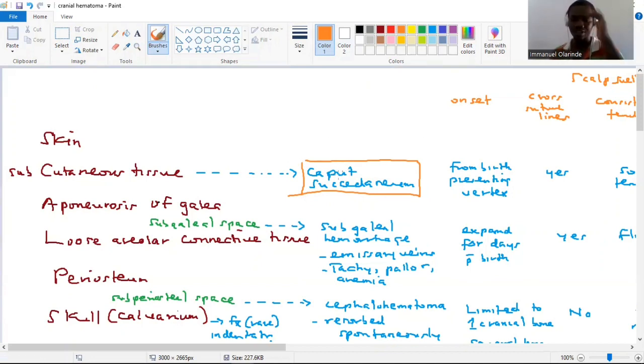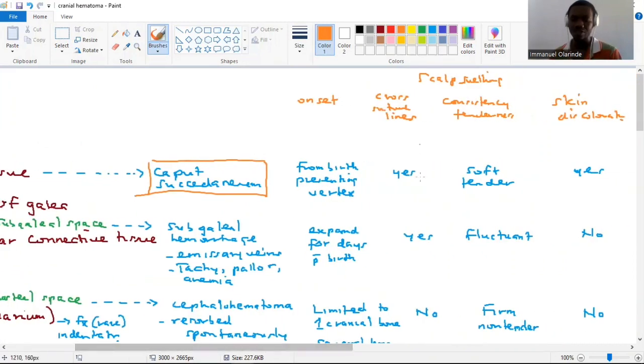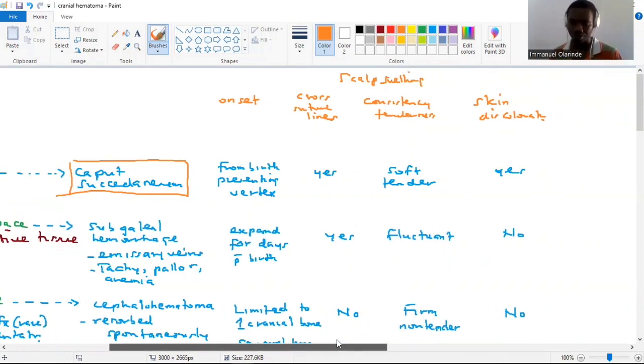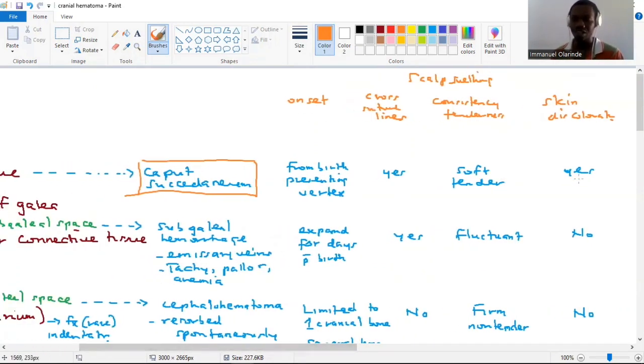After the delivery, you're going to see a bruise or swelling of the skin. It's going to be very tender. This is the most superficial hematoma we might see. It's blood in the subcutaneous tissue. The overlying skin will be swollen, edematous, and very tender to palpation. This is usually present from birth, and it can be anywhere. It can cross the suture lines. It is soft and tender to palpation, and you're going to see overlying skin discoloration as well in this case.